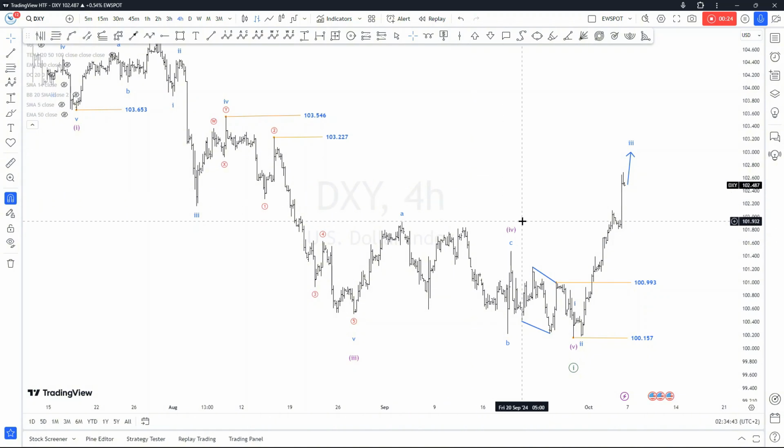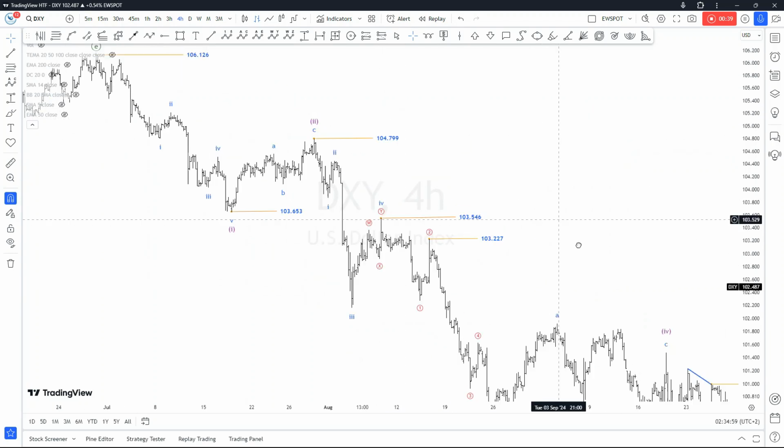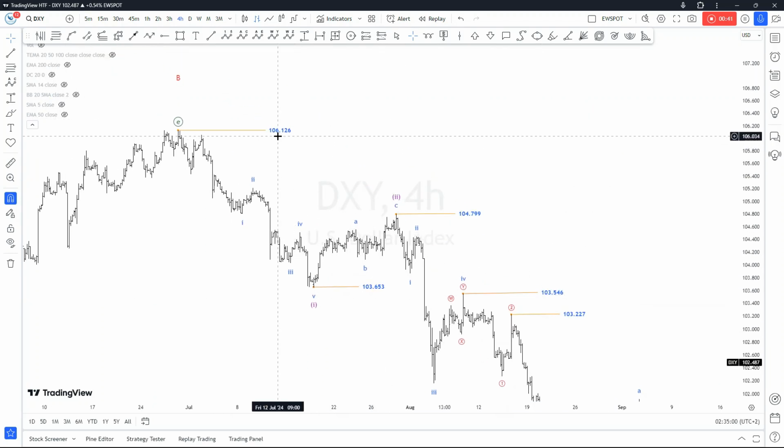A rally has been going on now for quite a while, and the proof of that was when we crossed this price right here, which is 100.993 USD. You can see we ended our decline, which began, by the way, at 106.126, following wave E of wave B, which was a triangle.